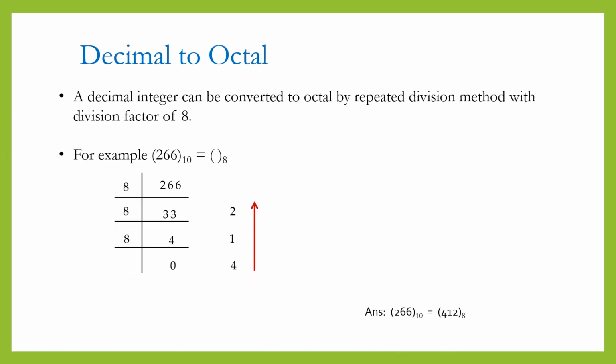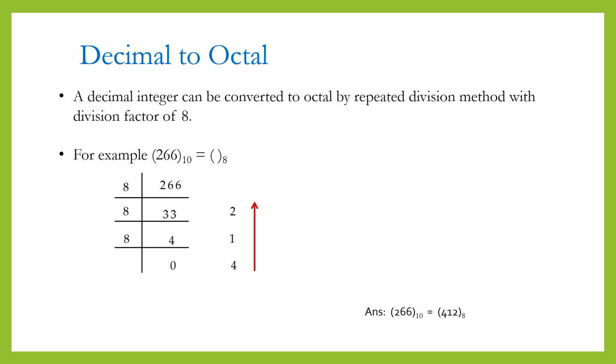Students, here's the next conversion method, that is decimal to octal. A decimal number can be converted to octal by the repeated division method with the division factor of 8. Octal means 8, so here we are going to use 8 for division. And here is an example, 266. This is the decimal value and we have to find out the octal equivalent of this number.